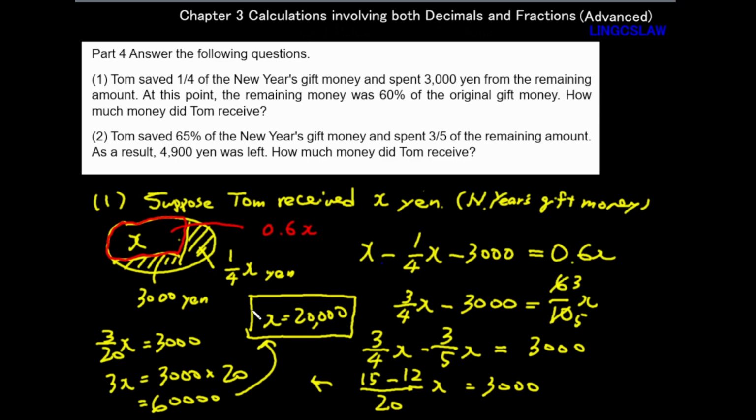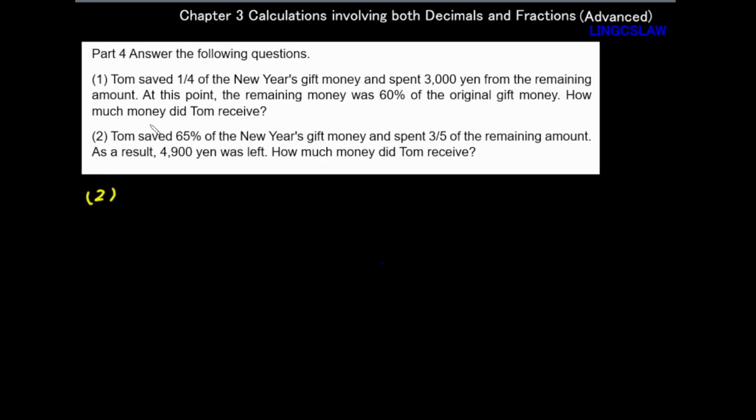Now let's go on to number 2. Number 2. Tom saved 65% of New Year's gift money and spent 3/5 of the remaining amount. As a result, 4,900 yen was left. How much money did Tom receive? Again, let's say Tom's New Year's gift is X yen.